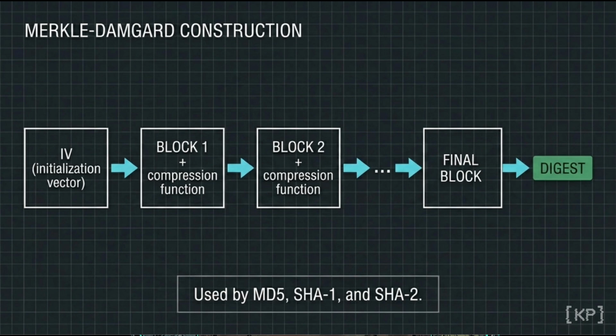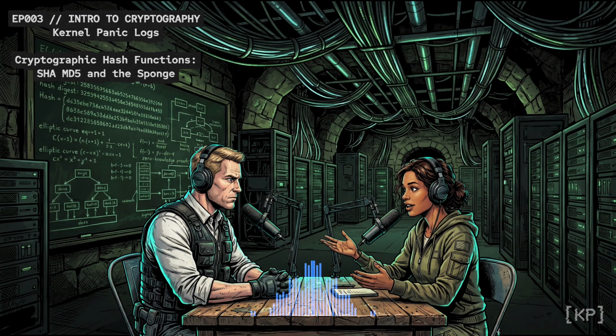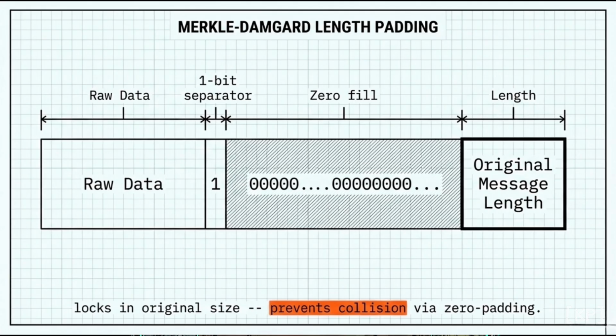MD5, SHA-1, and even our modern SHA-2 all share this exact same lineage. Oh, interesting. The Merkle-Damgard construction works by taking that arbitrary length input and breaking it down into fixed size blocks, typically 512 bits at a time. But files in the real world rarely divide perfectly into clean 512-bit chunks, right? There's almost always a remainder. Which is exactly why the algorithm relies on length padding.